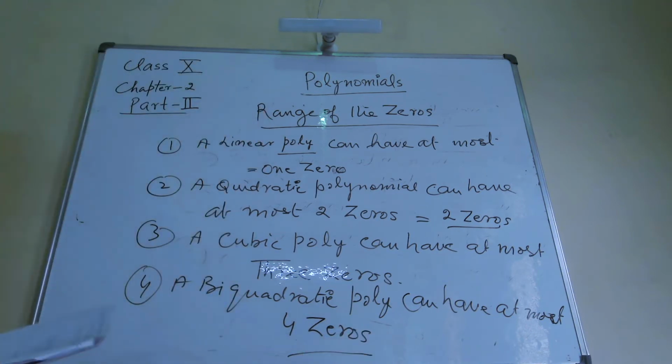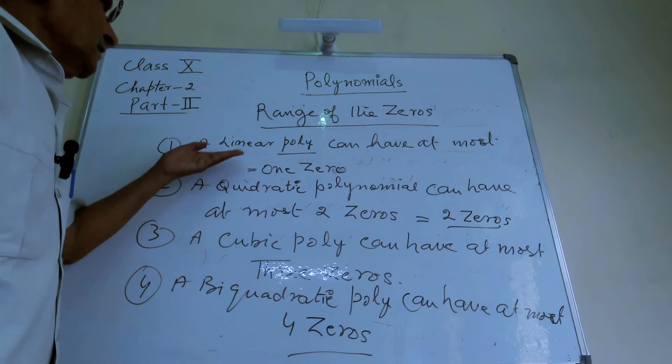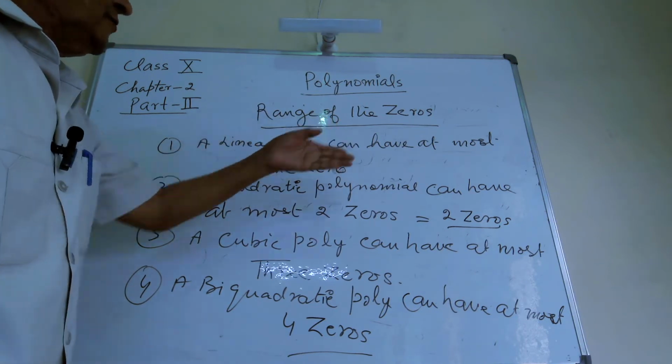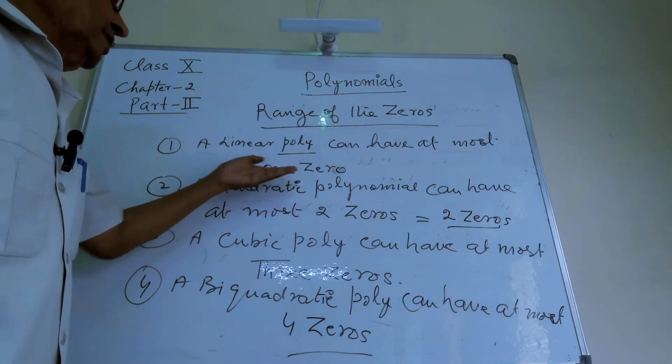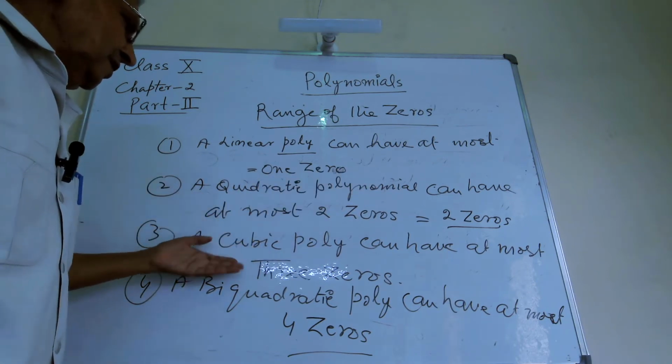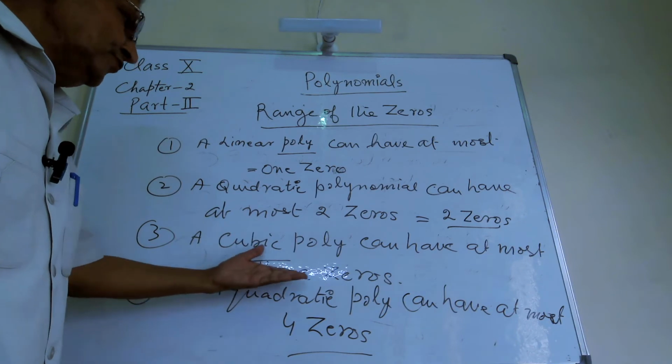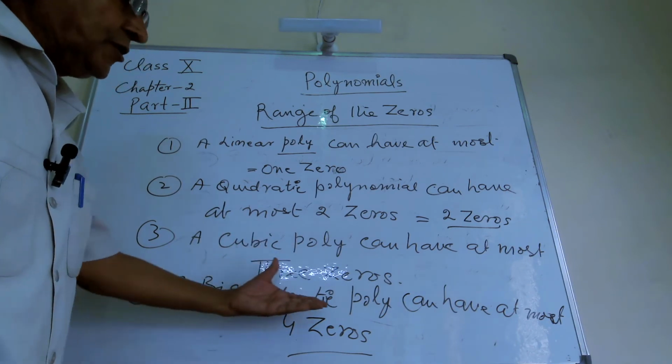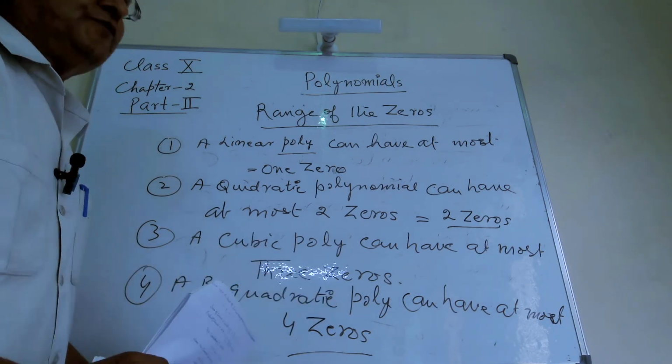Listen again. A linear polynomial can have at most one zero. A quadratic polynomial can have at most two zeros. A cubic polynomial can have at most three zeros. A biquadratic polynomial can have at most four zeros.